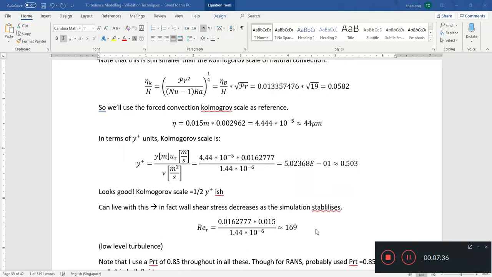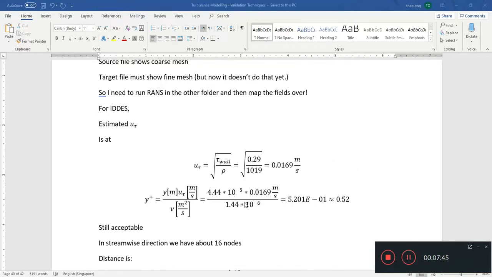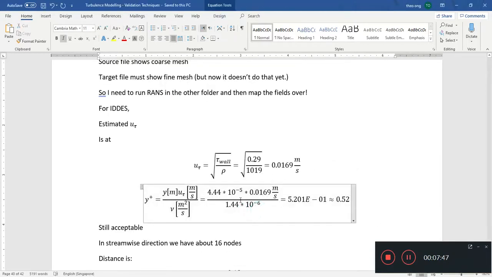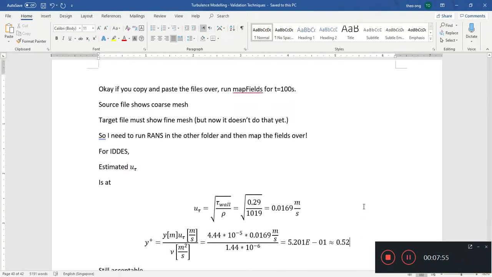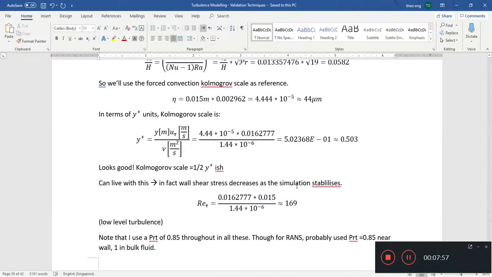Not too much change from the last time. It is still very much acceptable. So if we use this Kolmogorov scale, this is actually about 0.52 times the Y plus. And what is the Kolmogorov scale here? And how many cells do we need?